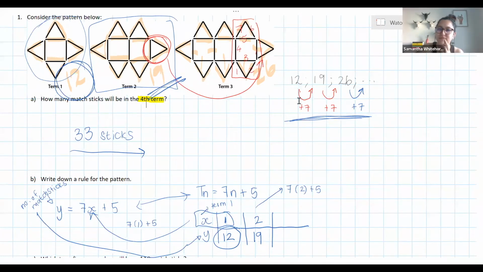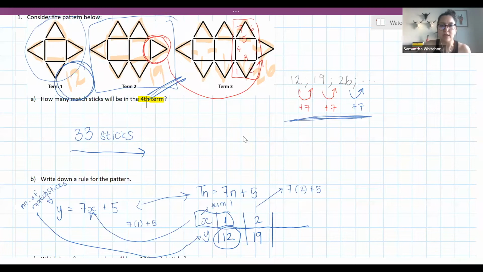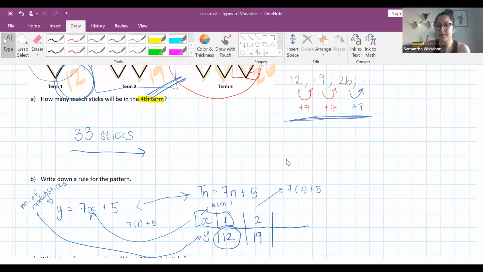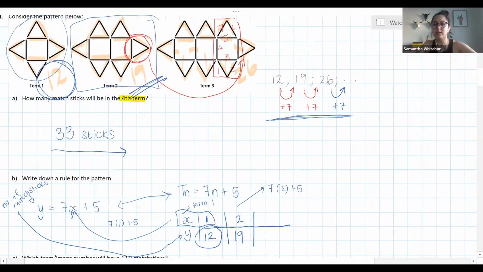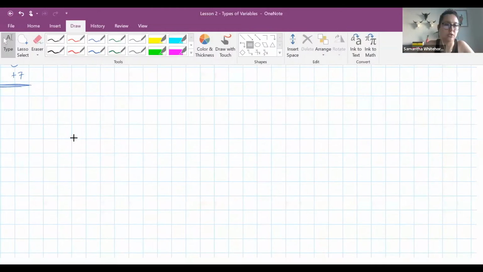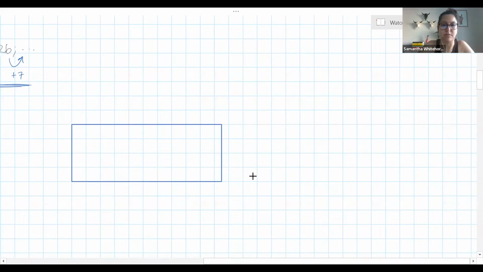I don't understand the method to get the 7n plus 5. Yes. Okay, so there's a bunch of different ways that you can get it. I don't particularly want to talk about a rule or anything. So what I'm going to do is I'm just going to scroll over for a second and do this a bit neater for myself.